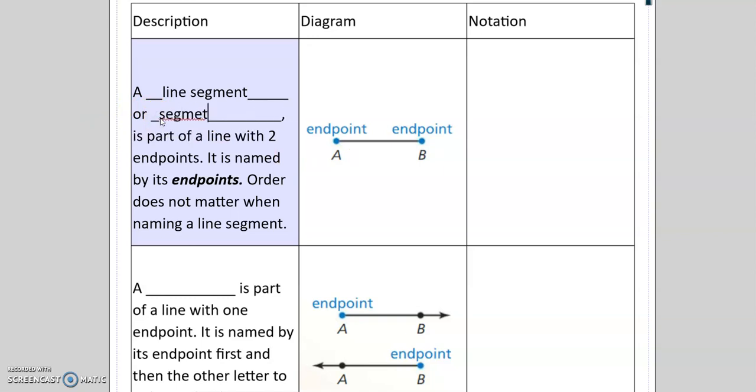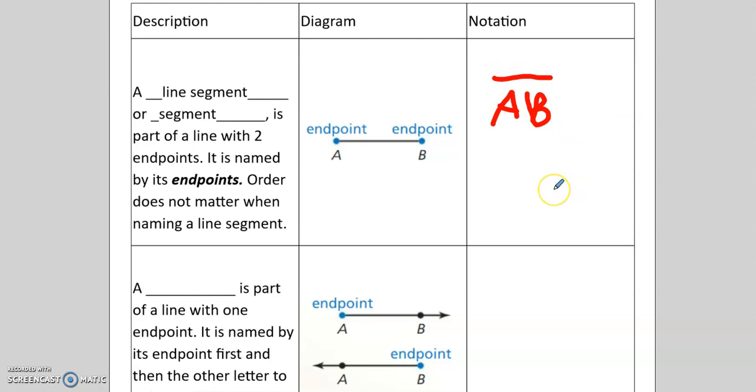We don't need to say line in front of it. It is part of a line with 2 endpoints. It doesn't go on forever. There is a start and a stop to the line. And the order doesn't matter when we are naming the line segment. So again, I can go ahead and write the endpoints, or 2 points on the line, right? A, B. Here we have to use the endpoints.